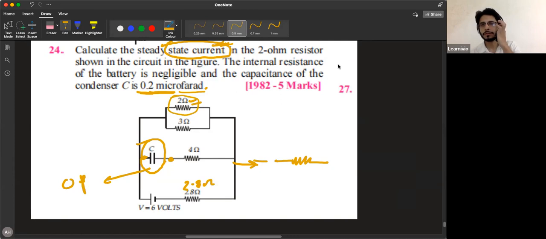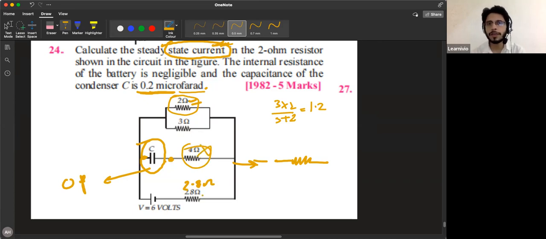Okay, I'm solving it. What's the combination of this 3 ohm and 2 ohm? Are they in series or in parallel? Sir, parallel. What's the parallel combination of 3 and 2? Sir, 3 into 2 by 3 plus 2, 6 by 5. And what is 6 by 5? 1.2. See, this 4 ohm is not a part of the circuit now. It's an open circuit, so no current will flow through this 4 ohm.